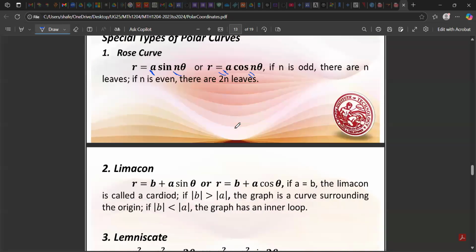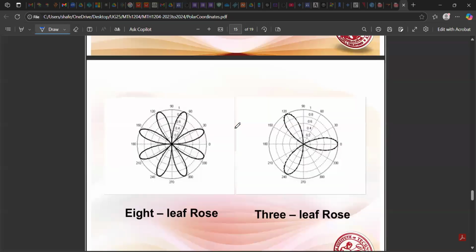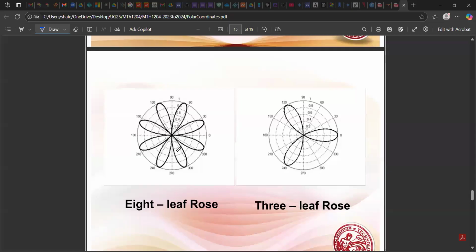So the rose curve will look like this. So look, what do you have here? 1, 2, 3, 4. 1, 2, 3, 4, right? And this one is an even number. And then this one is an odd number, 3, right? So that's what the roses will look like, and that will be determined by the n.